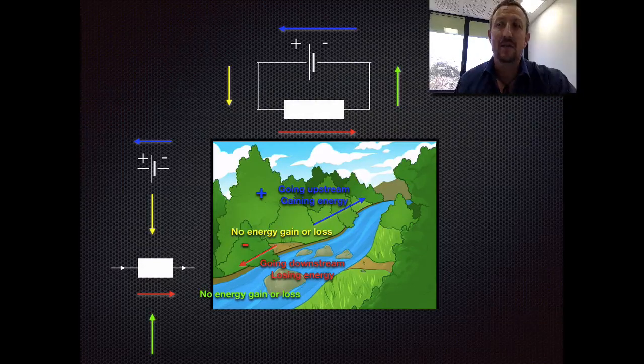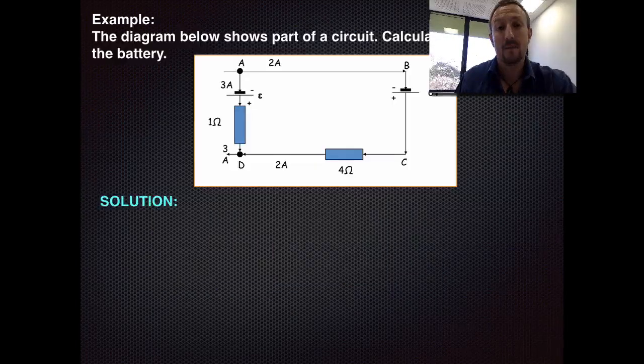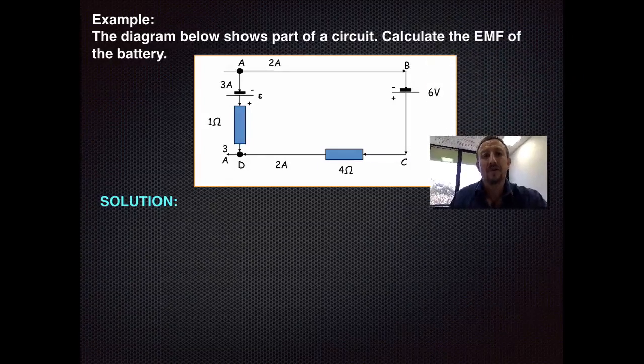So notice as through the battery, we go negative to positive, we go upstream, we gain energy. In the resistor, we're going with the flow of current, so the result is we're losing energy. So let's look at an example. So here we're going to look at a diagram which shows part of a circuit, and we're going to calculate the EMF of the battery. So we want to know what the EMF of the battery epsilon is between point A and D.